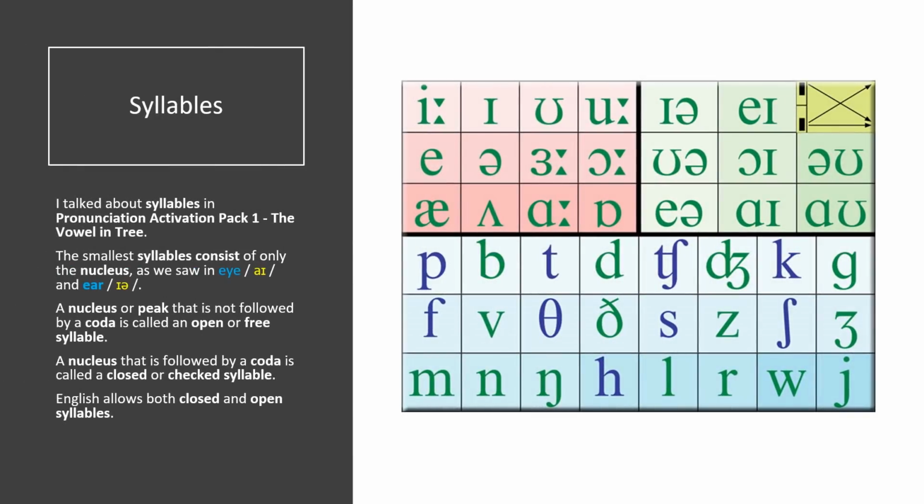Syllables. I talked about syllables in Pronunciation Activation Pack 1, the vowel in tree. The smallest syllables consist of only the nucleus, as we saw in eye and ear. A nucleus or peak that is not followed by a coda is called an open or free syllable. A nucleus that is followed by a coda is called a closed or checked syllable. English allows both closed and open syllables.